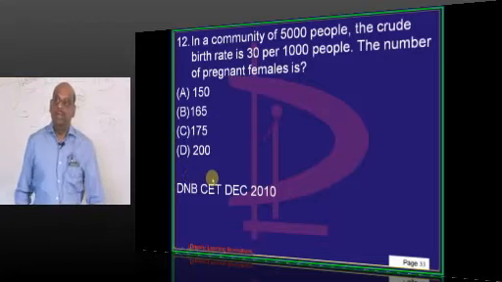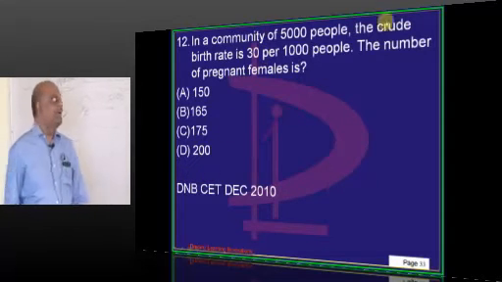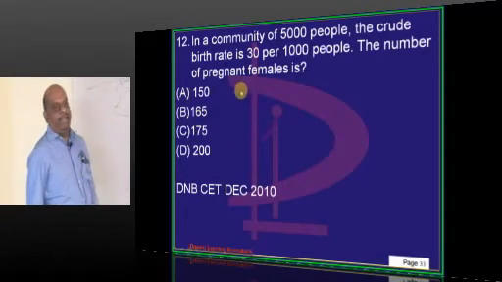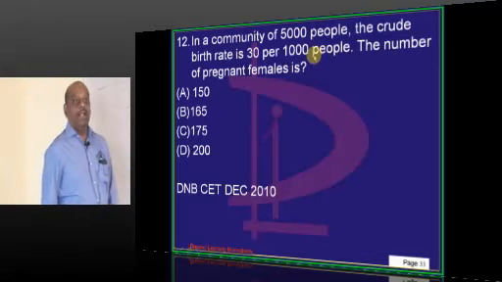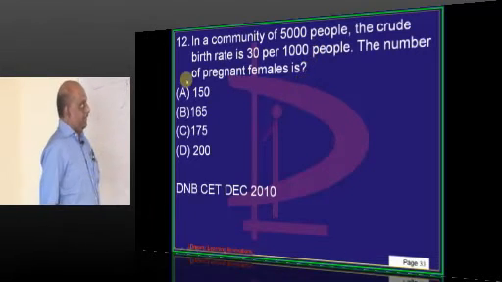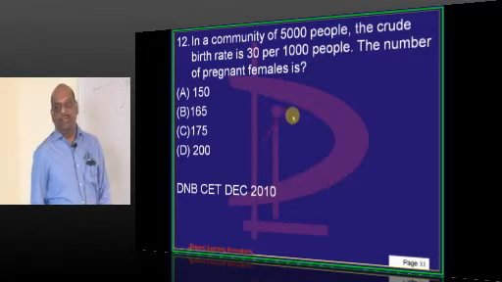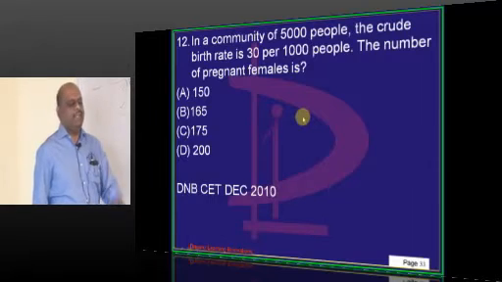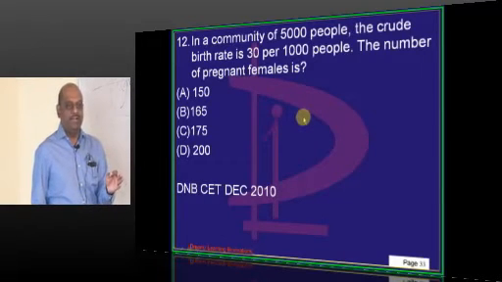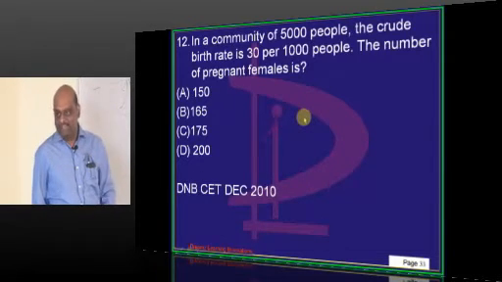Now doctor, the crude birth rate is 30 per 1,000 in a community of 5,000 people. So the number of pregnant females are how many? Can there be much easier question that you can pray God for than this? If you know multiplication table of 30, it's enough.